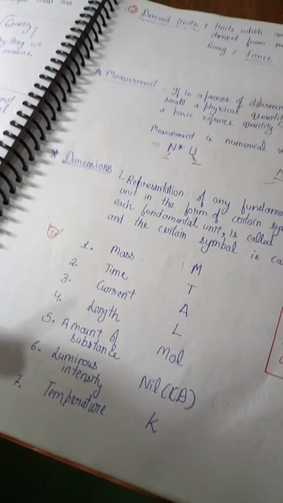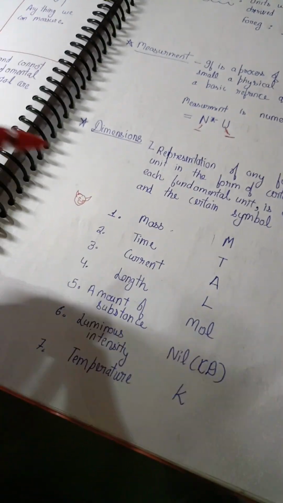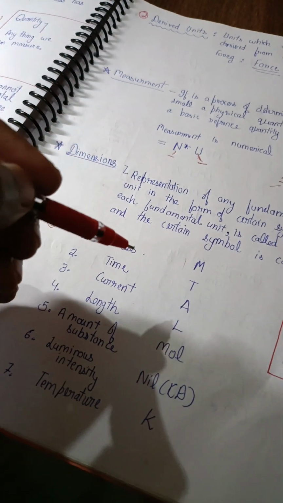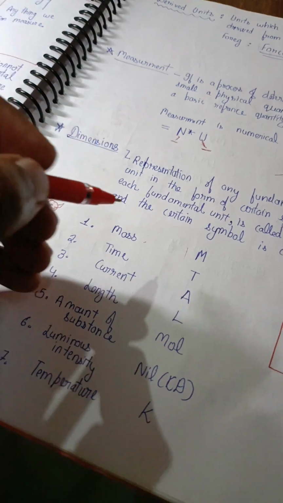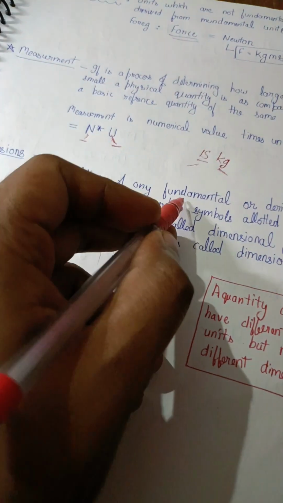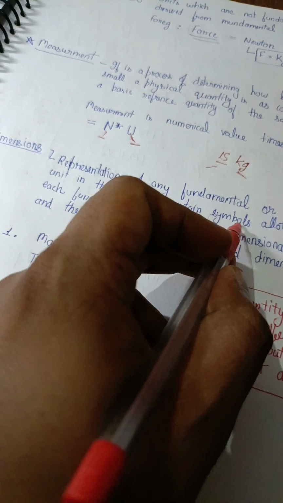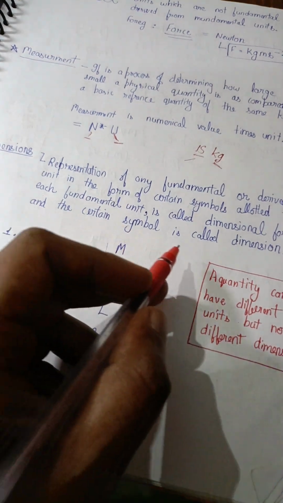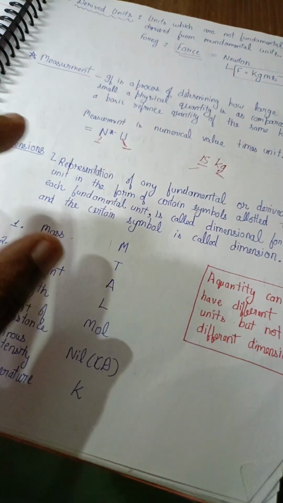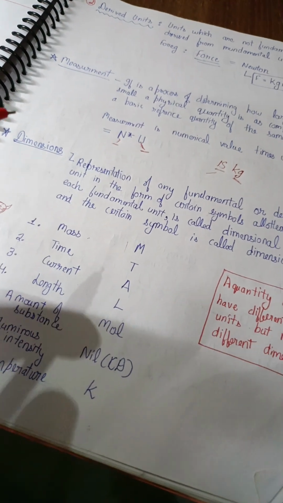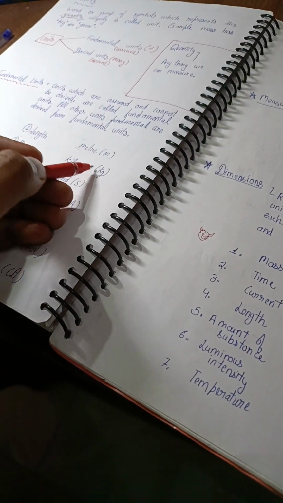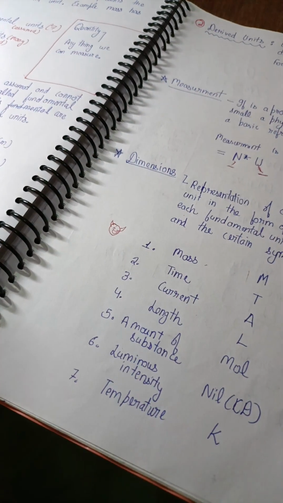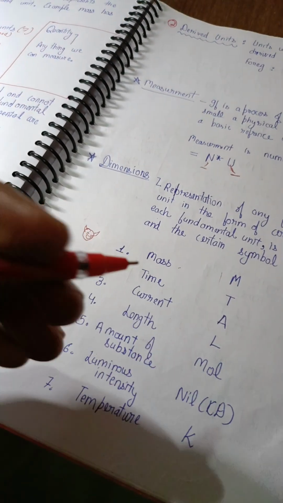Okay, dimensions. Basically, this is all about dimensions. Every fundamental or derived unit has a dimension. The representation of any fundamental or derived unit by a certain symbol allotted to each fundamental unit is called the dimensional formula, and the symbols are the dimensions. Yes, they do have a unit, but those are just units. We need dimensions to represent a fundamental unit. It makes it more unique.